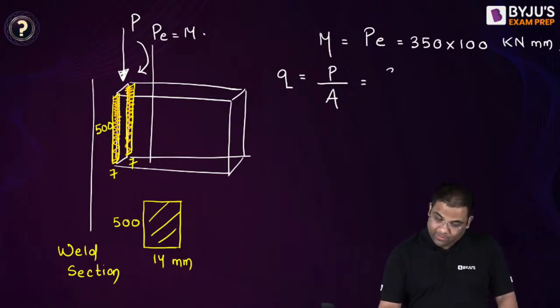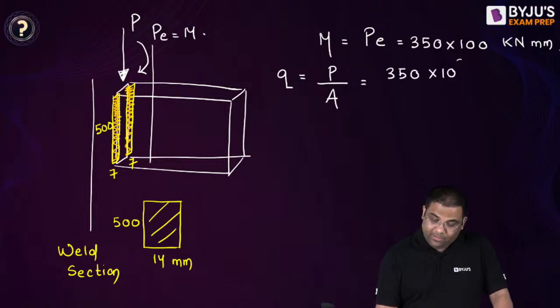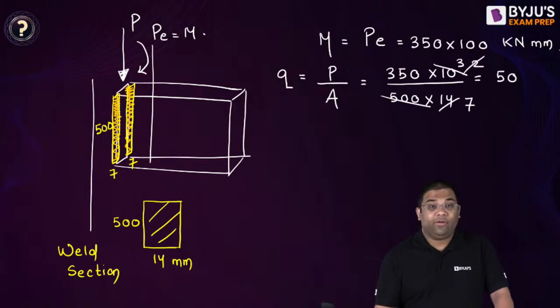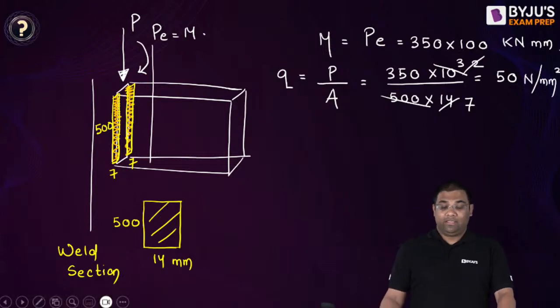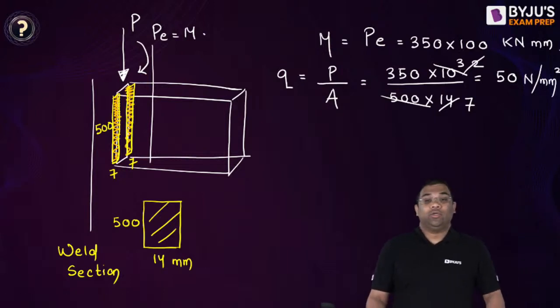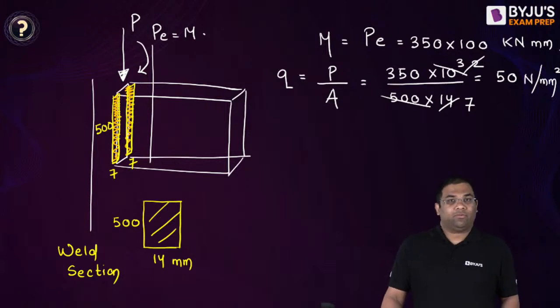So force is how much? 350. So 350 into 10 to the power 3, converting into Newton. And the area will be 500 into 14. So how much shear stress are you getting? Tell me. Are you getting 50 Newton per mm square? Please solve along with me. Then only you will understand. Don't just see. Yes, you're getting how much? Tau is equal to 50 Newton per mm square.